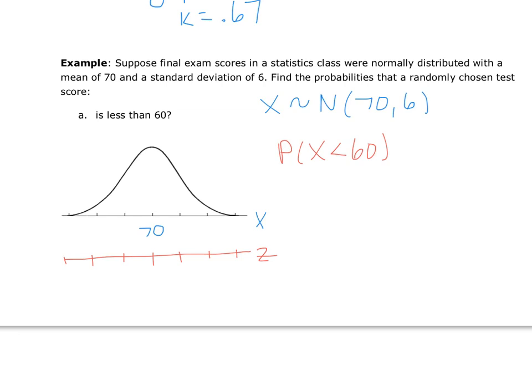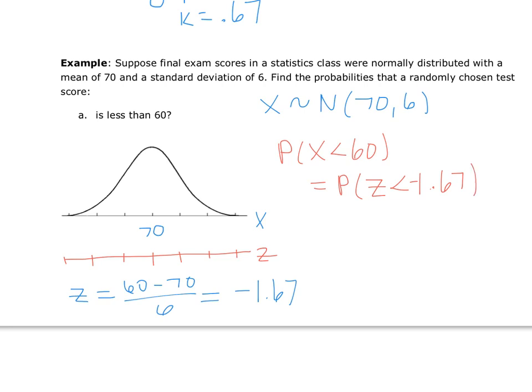Let's do that down here. z is equal to 60 minus 70 over 6. And so we're going to get negative 10 over 6, which is negative 1.67, rounding to 2 decimal places. So this probability about x is going to be comparable to this probability about z, that z is less than negative 1.67.